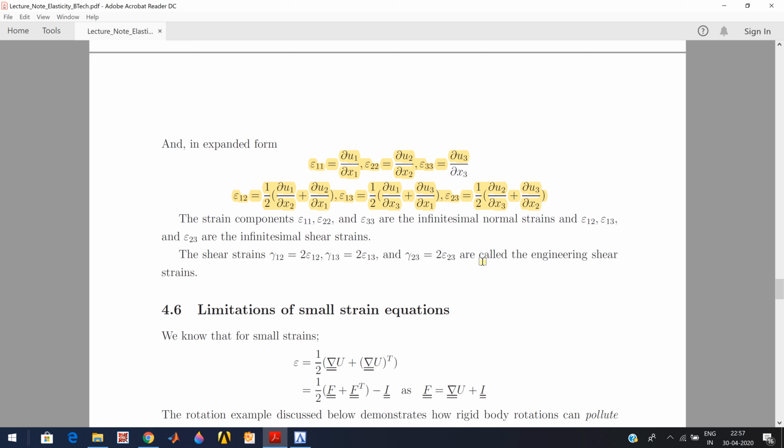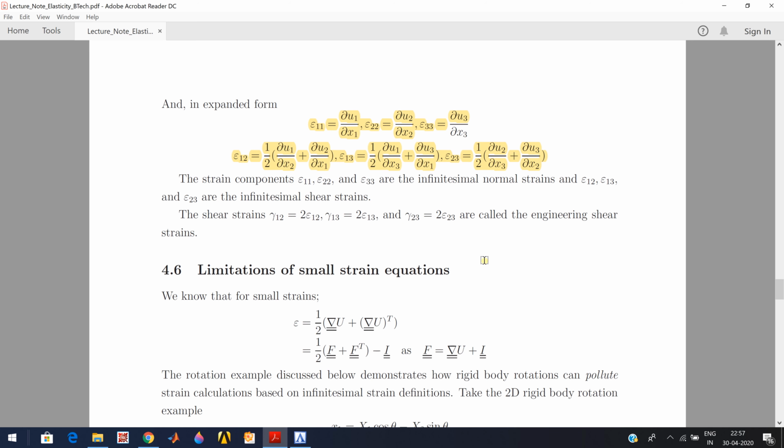Okay, so with this, let me stop for this lecture. In the next lecture, I'll discuss a few more interesting concepts of these strains. So let us wait for the next lecture.